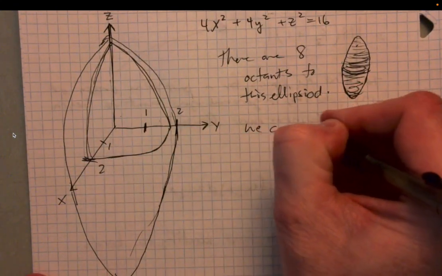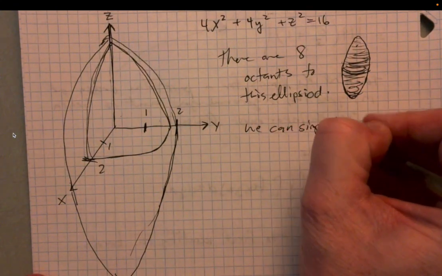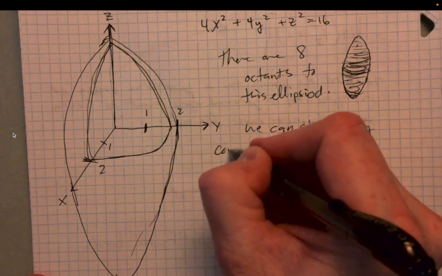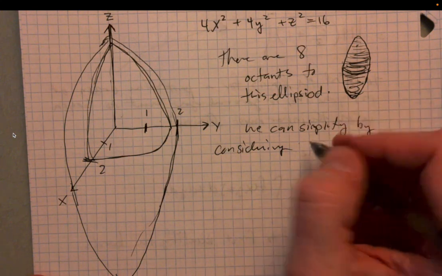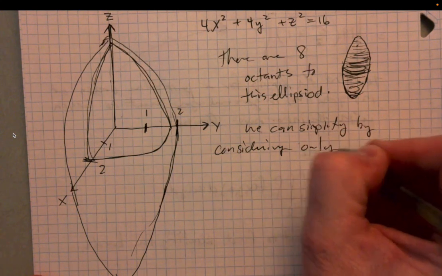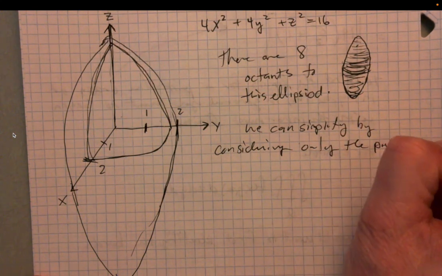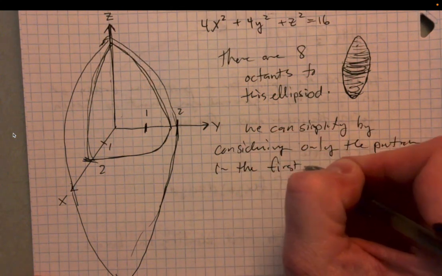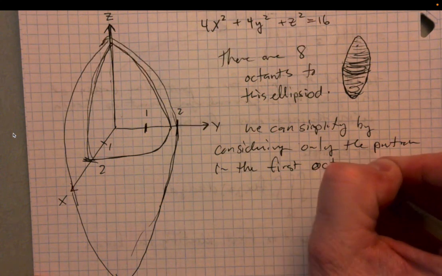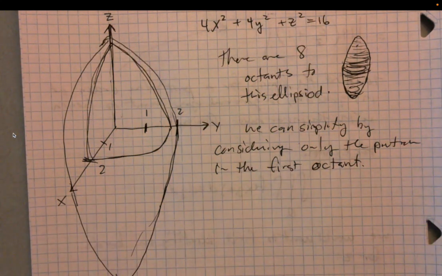So we can simplify by considering only the portion in the first octant. Then whatever we come up with for bounds there, we run the integral and multiply times 8 to get the volume of the whole figure.